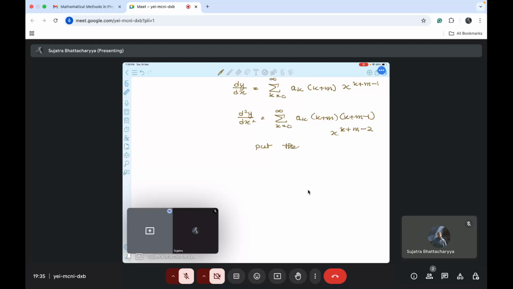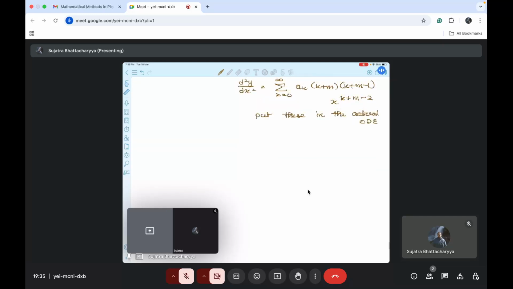So now put this in the actual ODE. So I'm writing now. It will be 3x times summation ak (k plus m)(k plus m minus 1) x to the power k plus m minus 2, plus 2 times summation ak (k plus m) x to the power k plus m minus 1. Somewhat easy equation this time. Finally, summation ak x to the power k plus m, equal to 0.